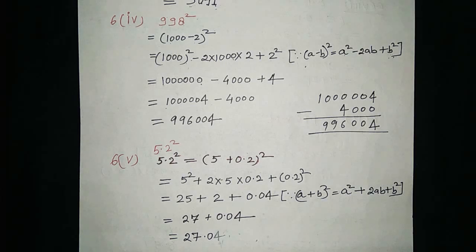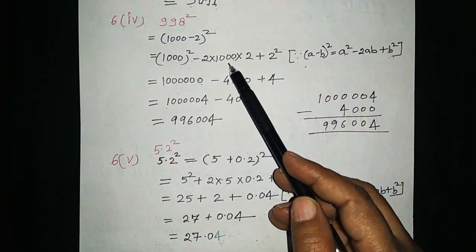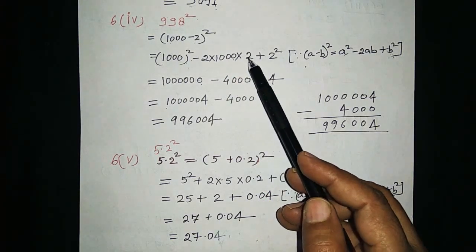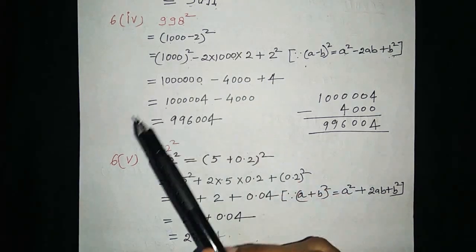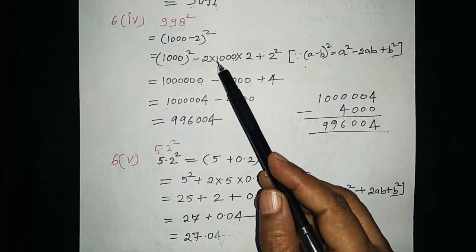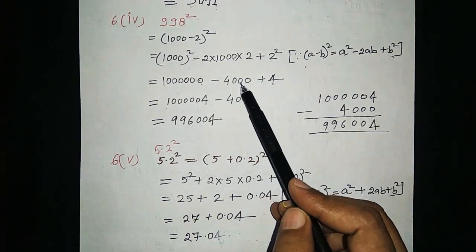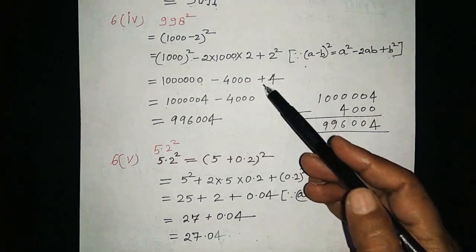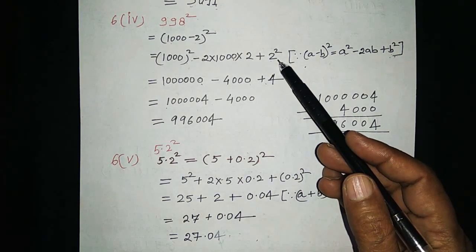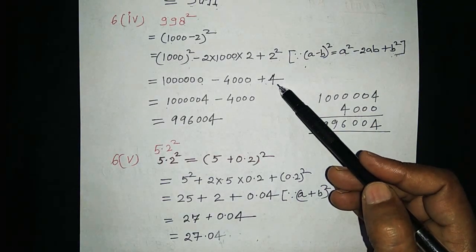After writing this number, here we will write this 2 into 1000 into 2 in the form of 4000. You know why? Here 2 1s are 2 and this 2 2s are 4 and then these 3 zeros we will write. Now plus 2 square. For this 2 square we will write 4.